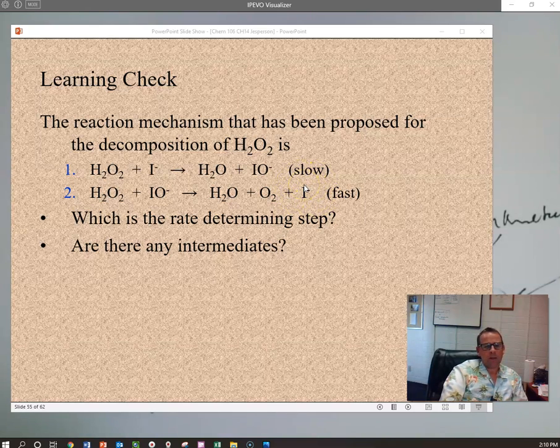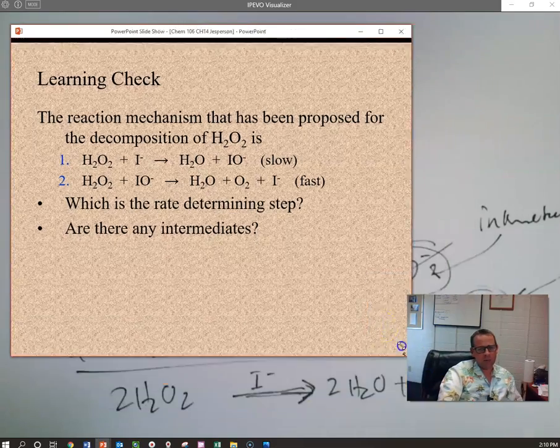All right? And the rate determining step is always going to be which step, Sarah? The slow step. That's right. The slow step.